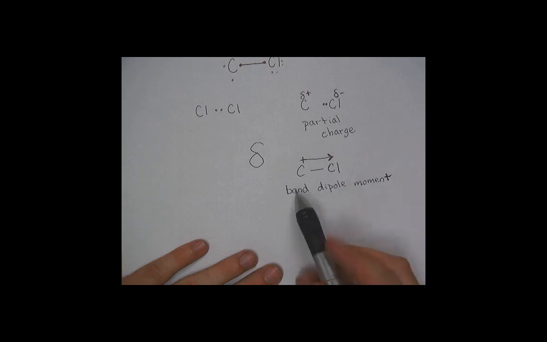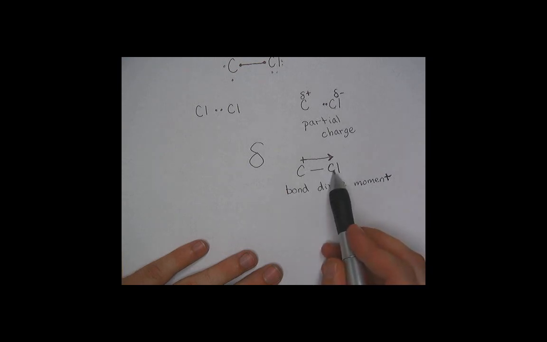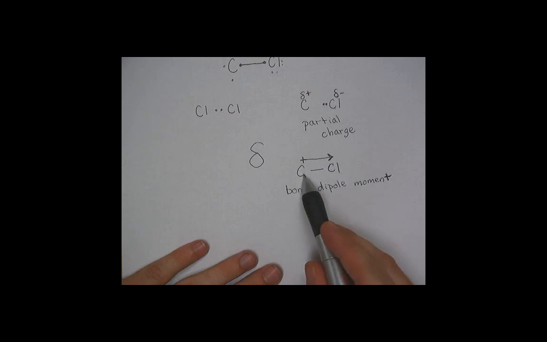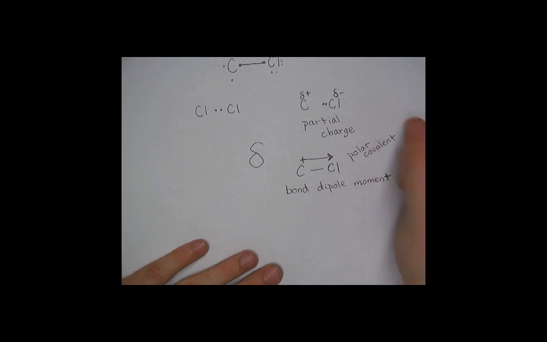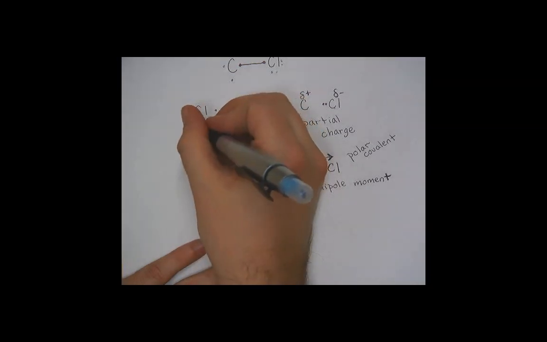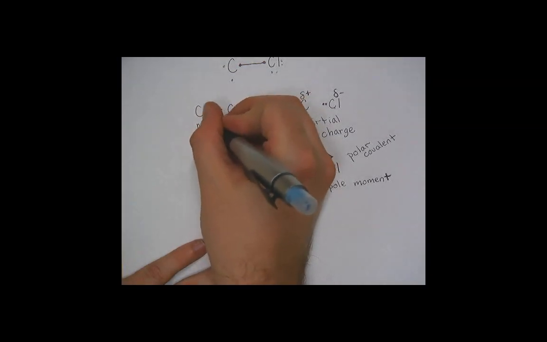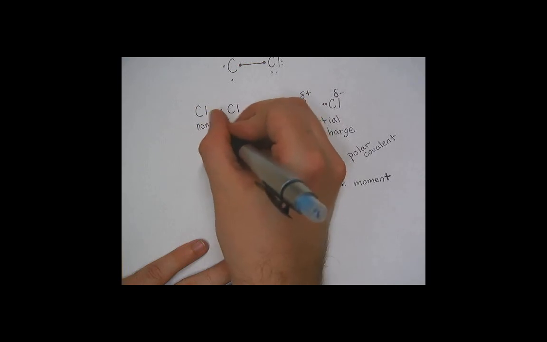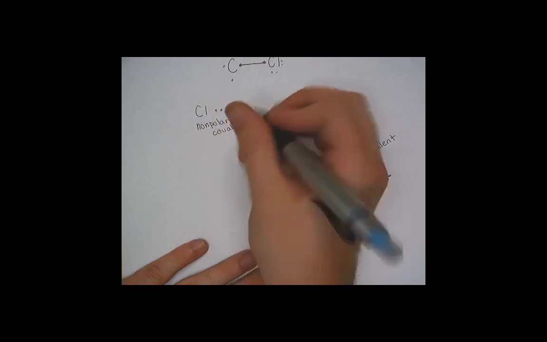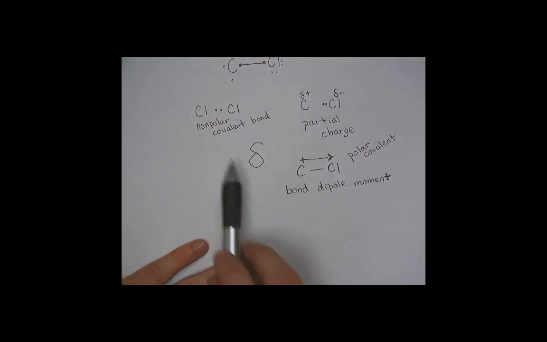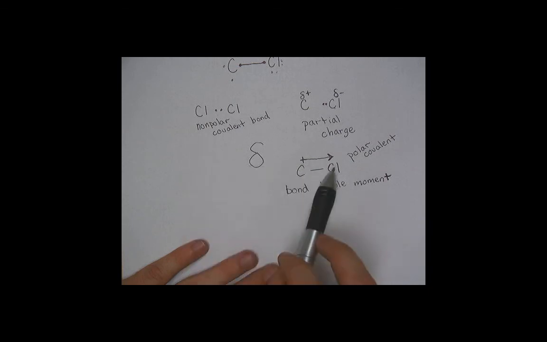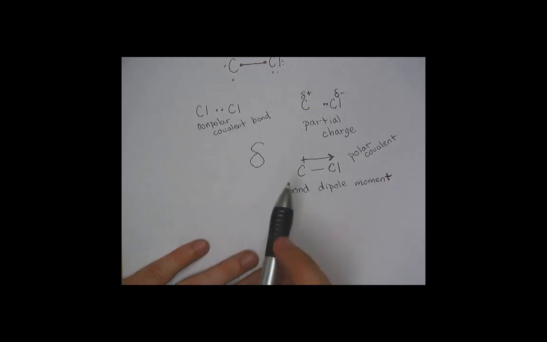In particular, because carbon is less electronegative than chlorine, and you end up with a negative pole and a positive pole, we call this a polar covalent bond. And earlier when we talked about chlorines, we called that a non-polar covalent bond. So they're both covalent bonds because the electrons are being shared. Whether they're nonpolar or polar indicates whether the electrons are being shared evenly or unevenly.